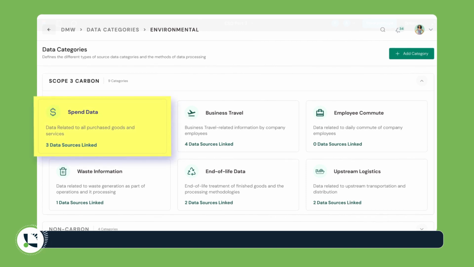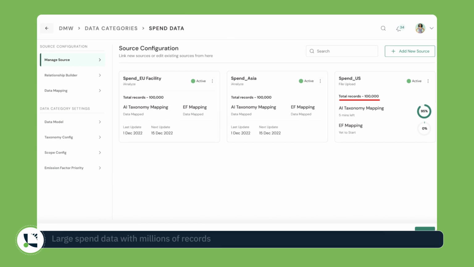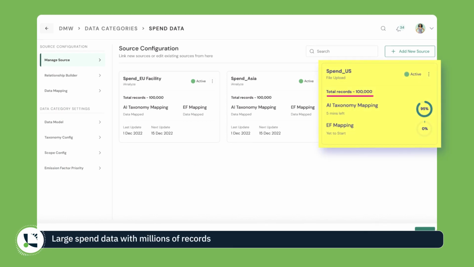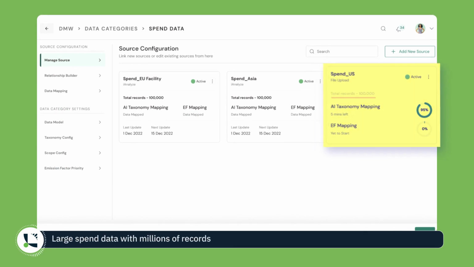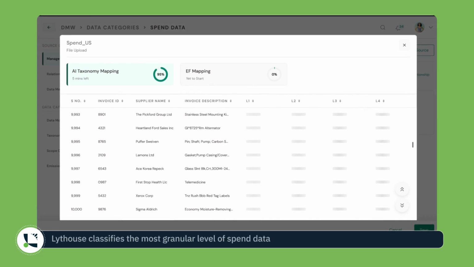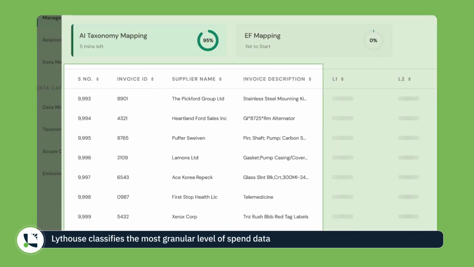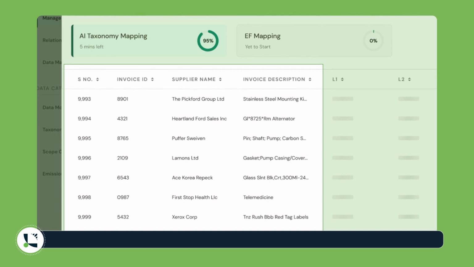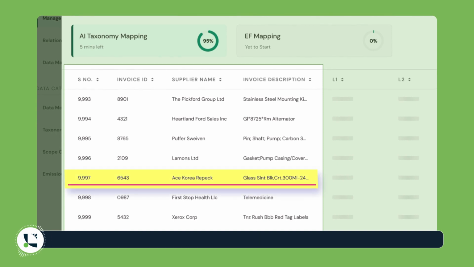For any large organization, spends data contains hundreds, thousands, and sometimes millions of entries. Lythouse has the ability to work at this granular level. Ordinarily, working with this level of data is a challenge. For example, if you see the invoice description here, it is hard to understand.